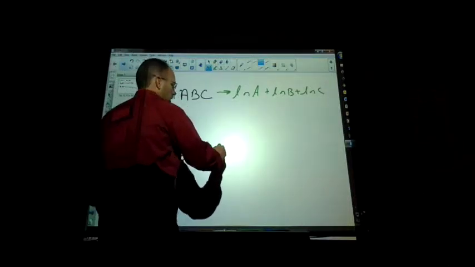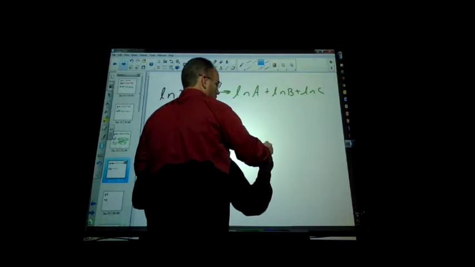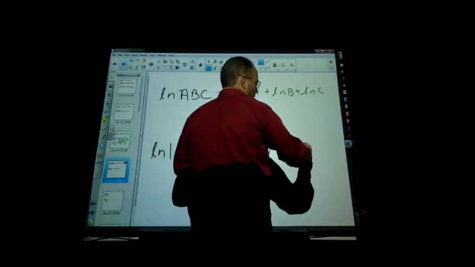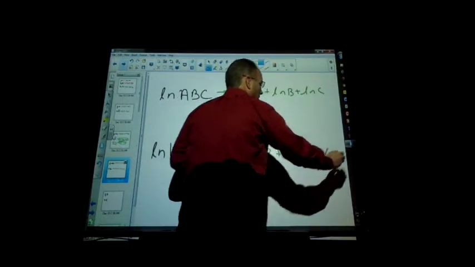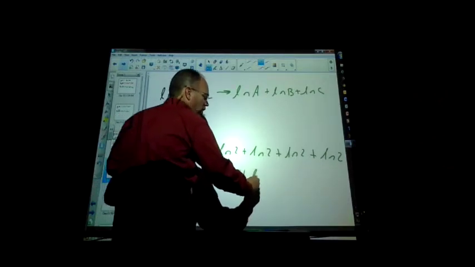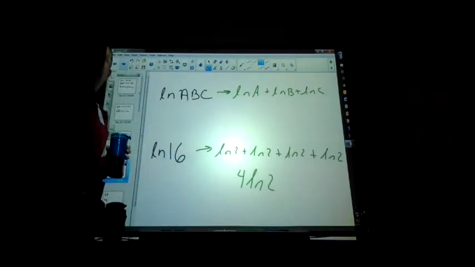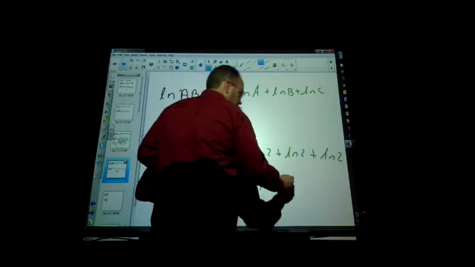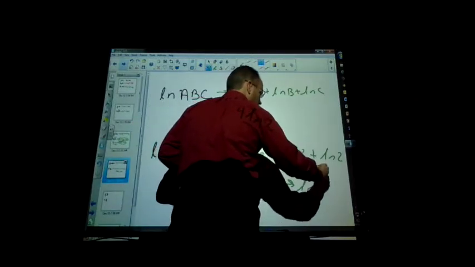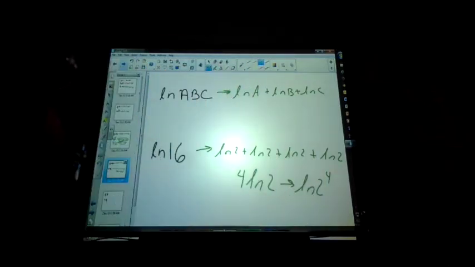So a couple ways we can do it. ln 2 plus ln 2 plus ln 2 plus ln 2. I have 4 ln 2's. The exponent can come back up top: ln 2 to the 4th. Okay, which answer do you want to leave? If I say, hey, expand it, I think ln 2 plus ln 2 plus ln 2 plus ln 2. All good.